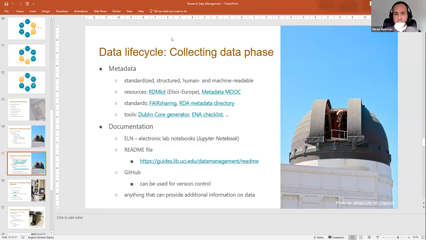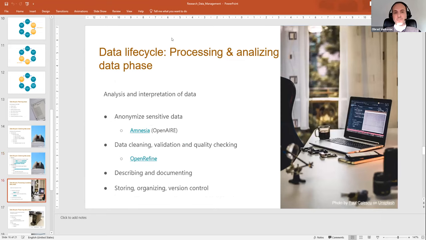Except for metadata, insist on keeping documentation like notebooks, especially electronic lab notebooks. README files are very important. And I left here a link to a guide that can be useful when explaining README files. Also, documentation is practically anything that can provide additional information for data, and it should go together with the data sets when archiving and depositing data.